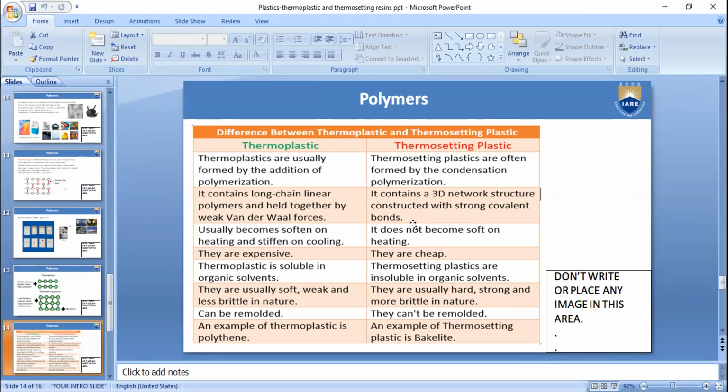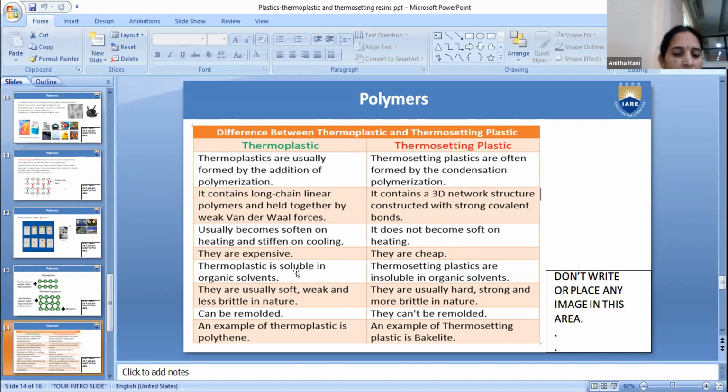Now tell me, what happens when heat is applied to thermosetting plastics? They do not become soft on heating; the material remains as it is. Why? Because of the strong covalent bonds. Which material is expensive? Thermoplastics are expensive compared to thermosetting plastics, which are cheap.